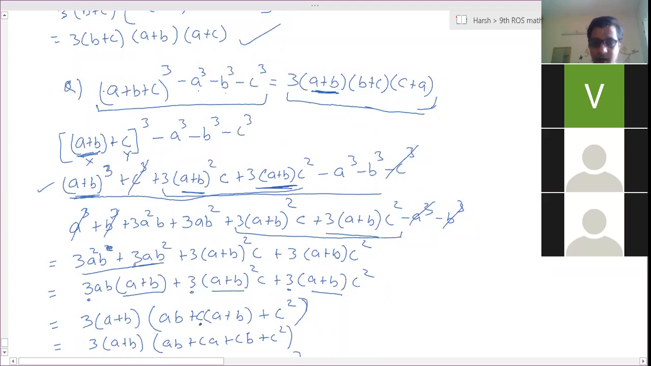3a square b plus 3ab square plus 3 into a plus b the whole square c plus 3a plus b c whole square. Correct? Yes, I got it.